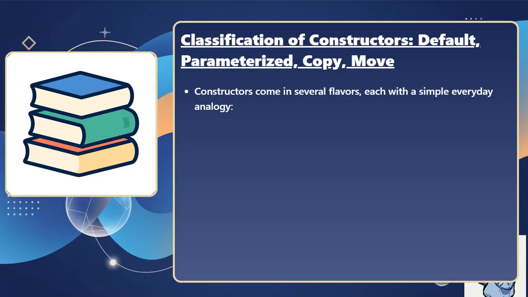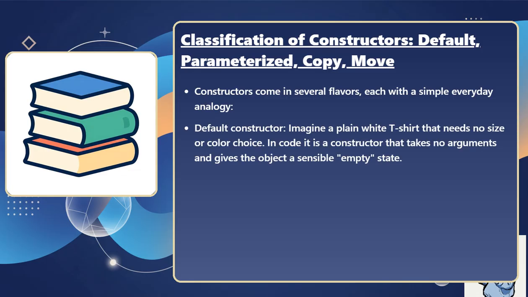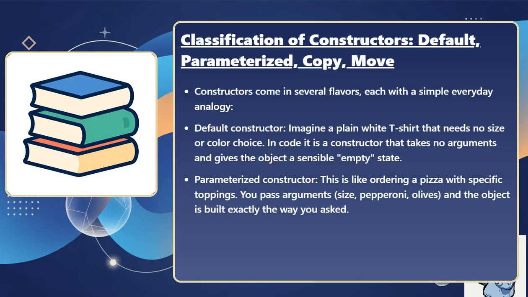Constructors come in several flavors, each with a simple, everyday analogy. Default constructor: imagine a plain white t-shirt that needs no size or color choice. In code, it is a constructor that takes no arguments and gives the object a sensible empty state. Parameterized constructor: this is like ordering a pizza with specific toppings. You pass arguments, size, pepperoni, olives, and the object is built exactly the way you asked.